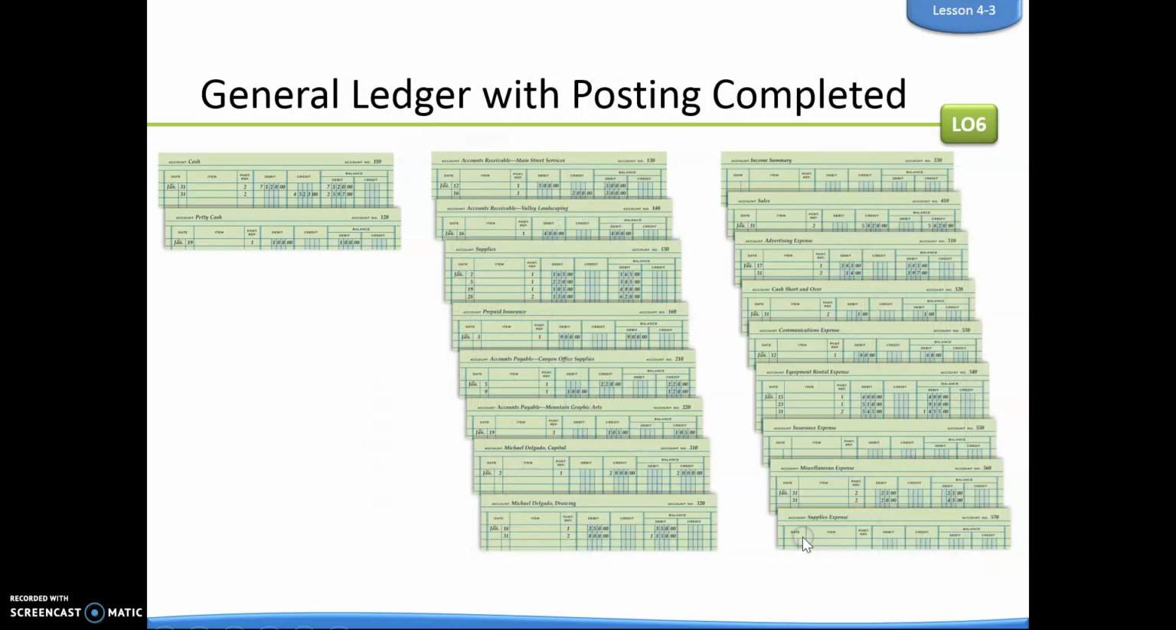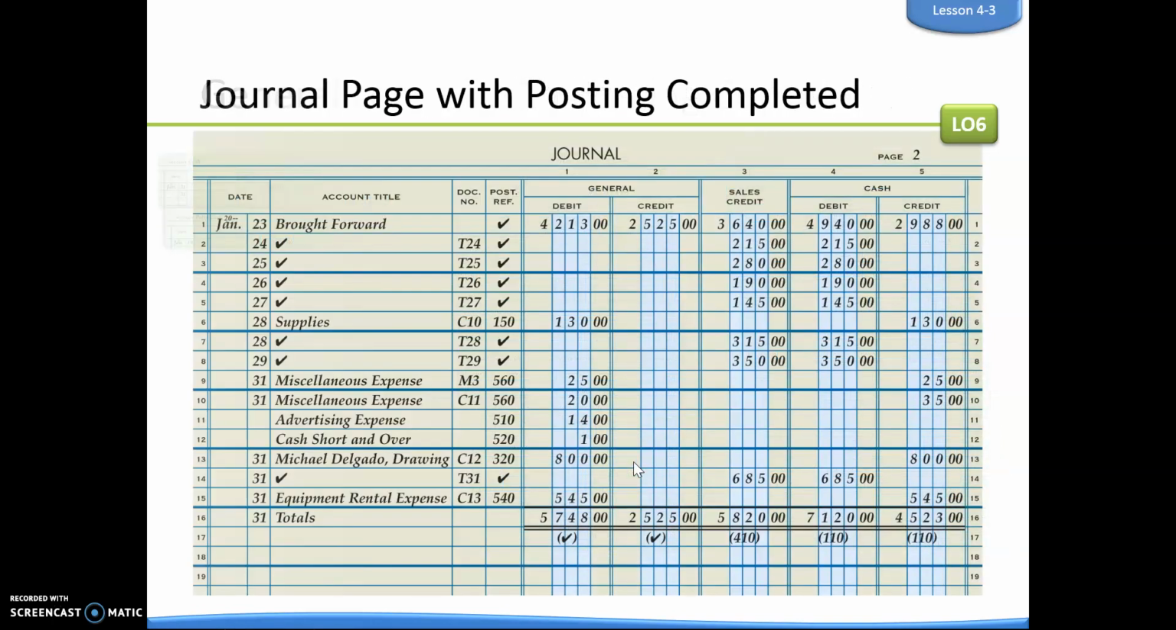Okay? And then this is just a completed general ledger. I know they're hard to see, so if you wanted to, you could pull this up on your own. But this is just all of our different accounts. You've got cash, petty cash, our accounts receivable, supplies, prepaid insurance, a couple of our liabilities, our capital and drawing accounts, sales, and then all of our expenses. And those just show all of the different postings from this journal page.